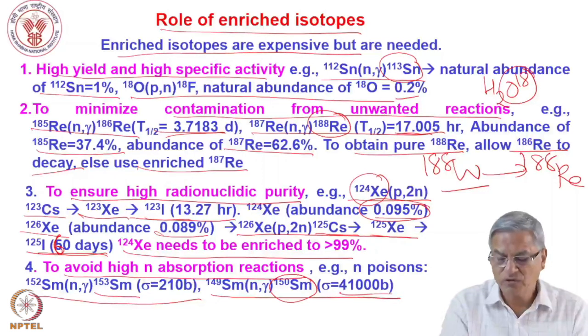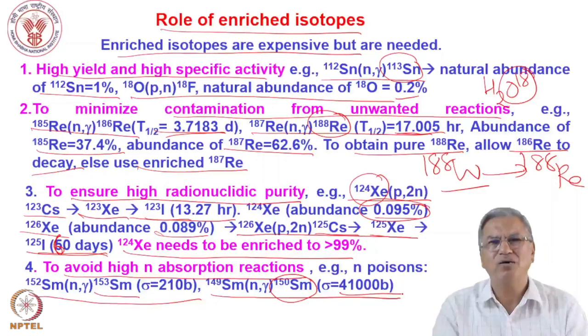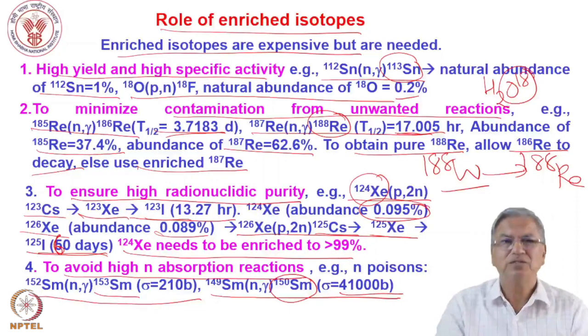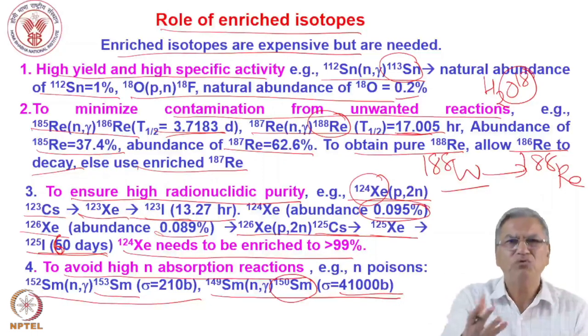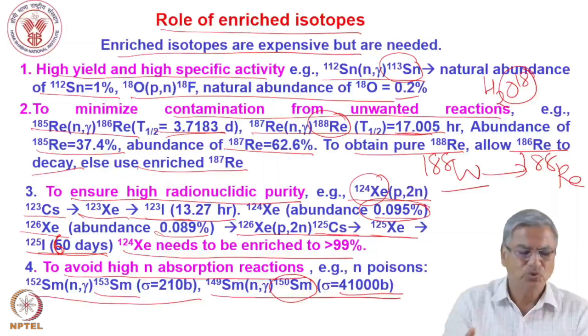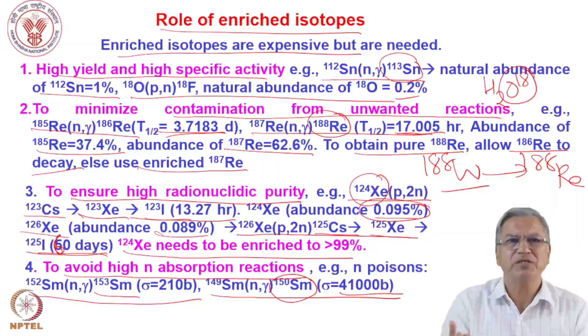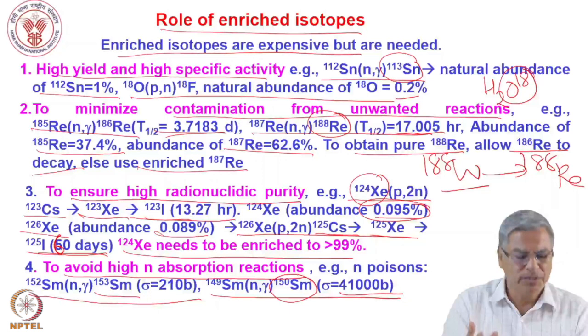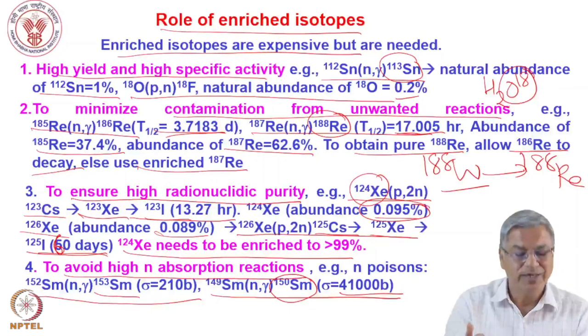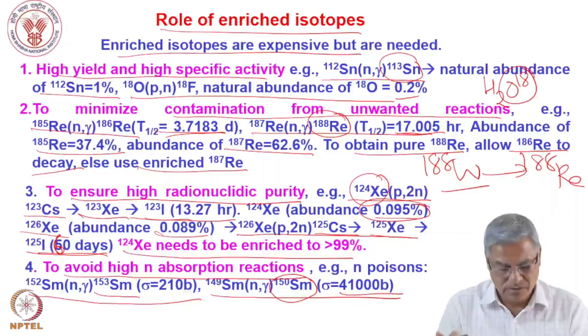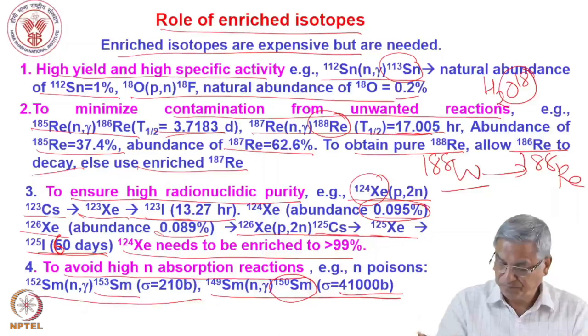But the very high cross-section, 41,000 barn, of samarium 149 (n,gamma) will reduce the neutron flux. Most of the neutrons will be captured by 149 samarium, so it's like a neutron poison. It will affect the neutron economy in that position, and your yield of 153 samarium will be less. So these are the reasons why you need to have enriched isotopes.